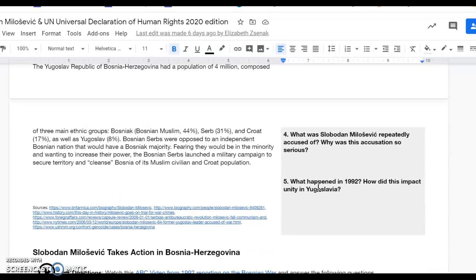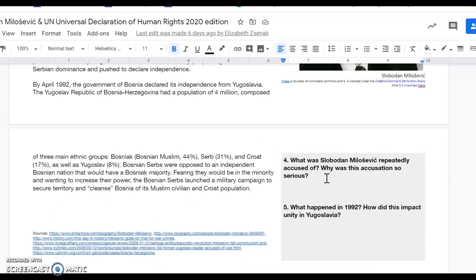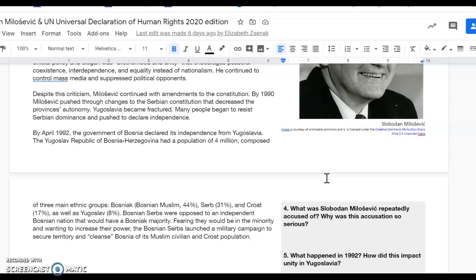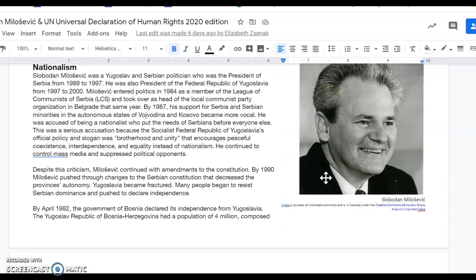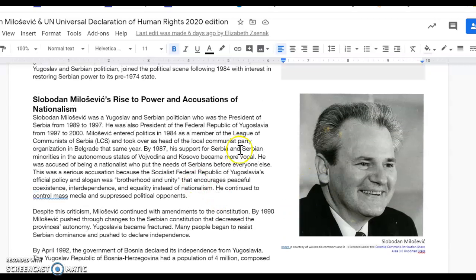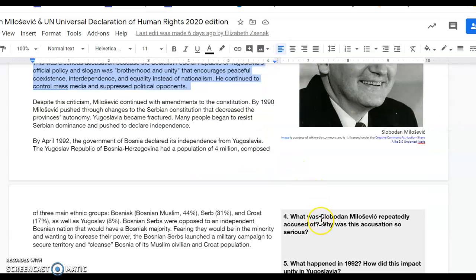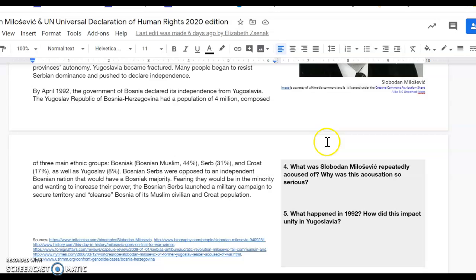Okay. Question four, what was Slobodan Milosevic repeatedly accused of? It comes from this first paragraph up here. Right. As far as the second part, why was this accusation taken so seriously? It also comes from this paragraph above.